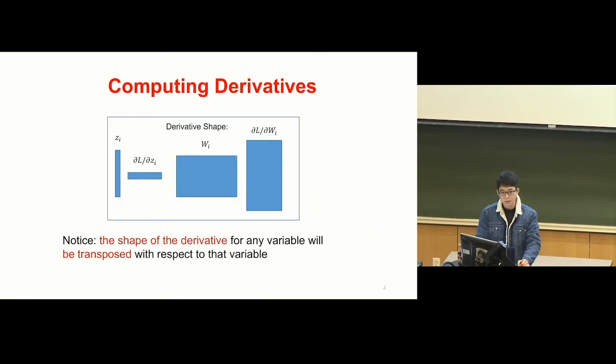So when we are computing the derivatives, one thing you need to notice is that the shape of the derivative for any variable would be transposed. It is just a convention, and there are two ways to do it, and we choose one of them. So when the variable is a column vector, its derivative would be a row vector. And for a matrix, the shape would also be transposed, as in the plot.